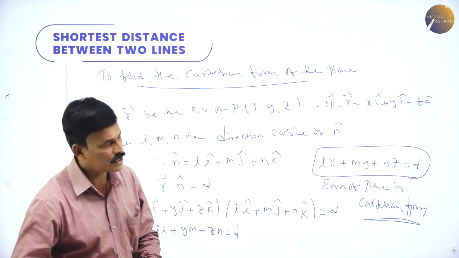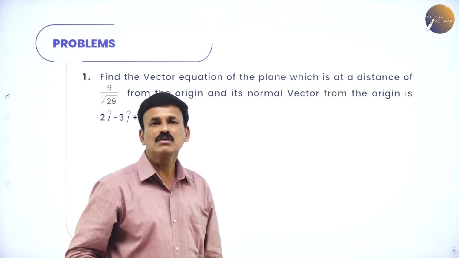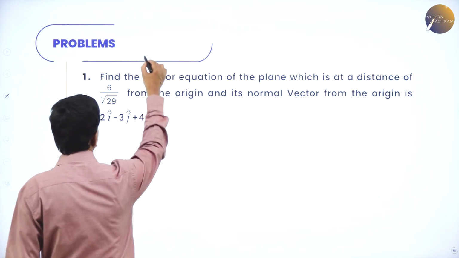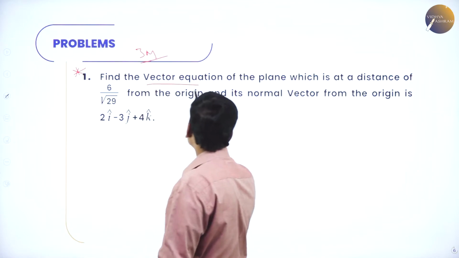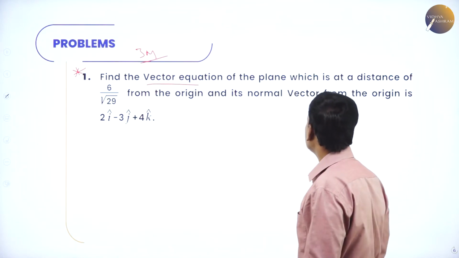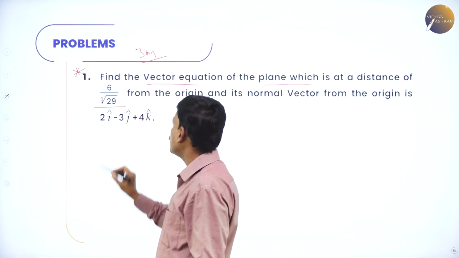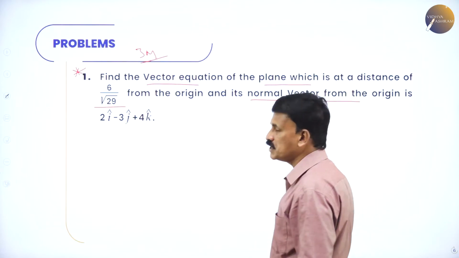Hope you followed. Now let us take a few problems based on this. Now let us come to this problem. What is the problem given? This is a very important 3-mark problem. Find the vector equation of the plane which is at a distance of 6 by root 29 from the origin, and its normal vector from the origin is given.